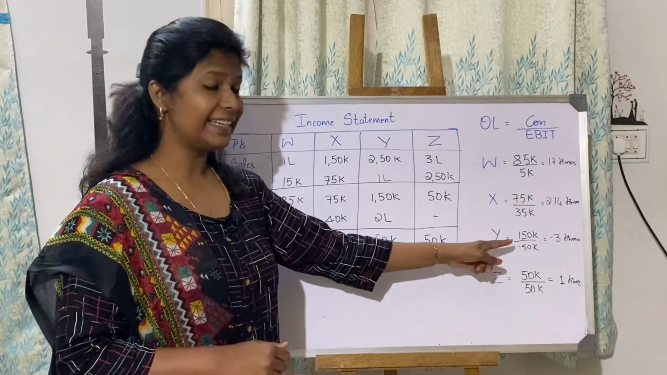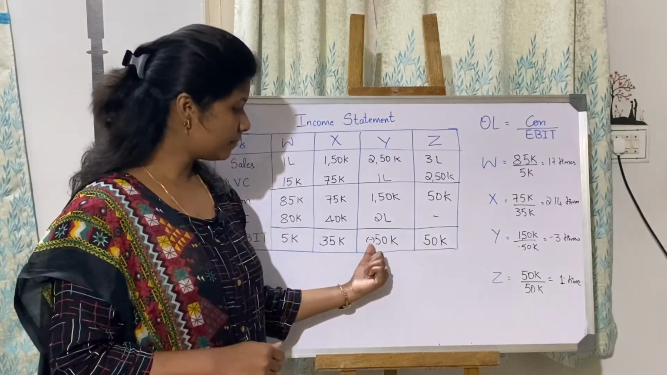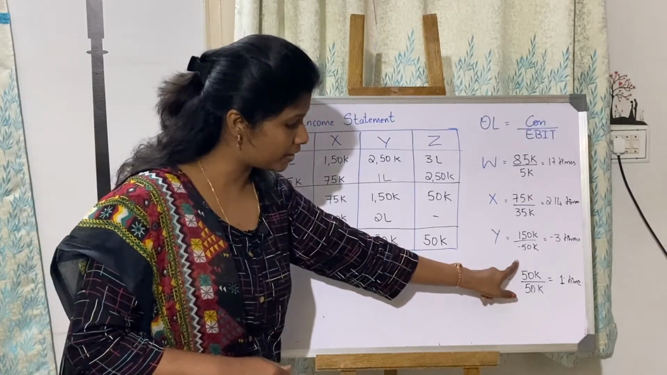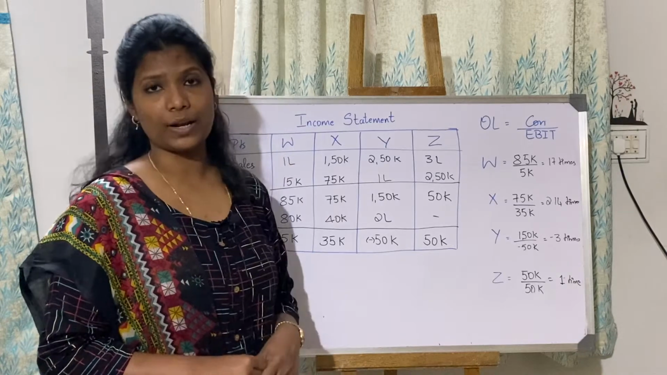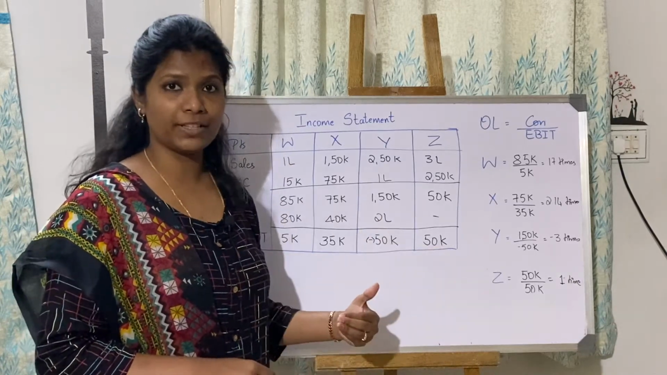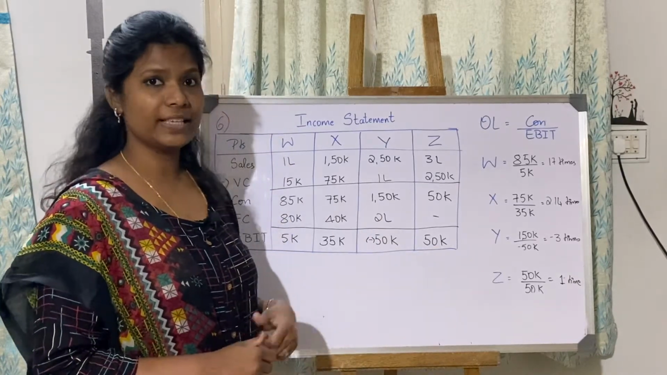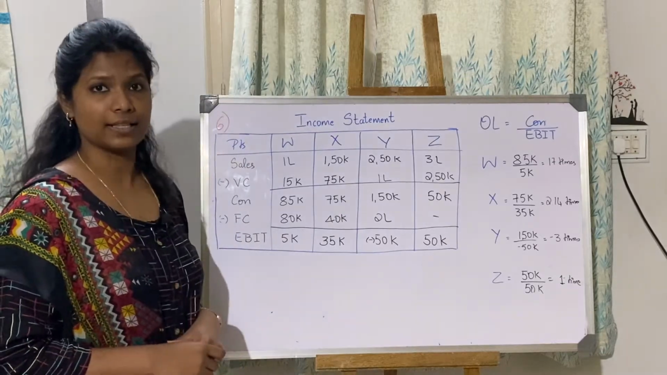Y product is negative 3 times. Remember, it's a negative 50,000. I have also written here as negative. So it's negative 3 times. And Z is 1 time. That is 50,000 divided by 50,000 is 1 time. So this completes your question number 6.